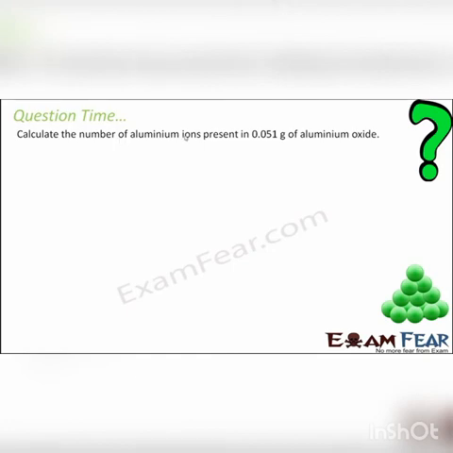Let's take the last question. Find the number of aluminum ions present in 0.051 grams of aluminum oxide. So let's see, aluminum oxide, Al2O3. You break this into ions, you get 2 aluminum 3 plus, 3 oxygen 2 minus ions.